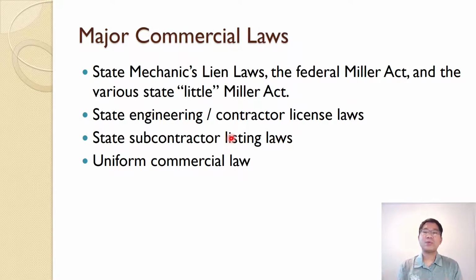When you put in the bid, you need to propose who your subcontractors and suppliers are, so that if the bidder is eventually awarded the contract, the owner knows who the subcontractors are going to do the work. If the subcontractor or supplier fails to show up, the contractor can get approval from the owner to change the subcontractor and supplier. And go back to the second point here, the state engineering and contractor license law.